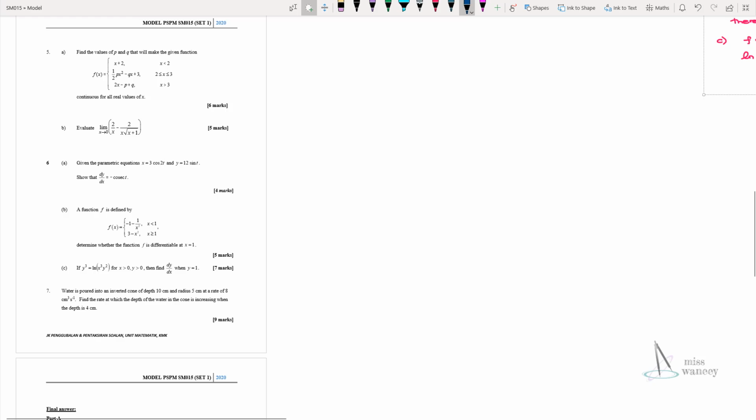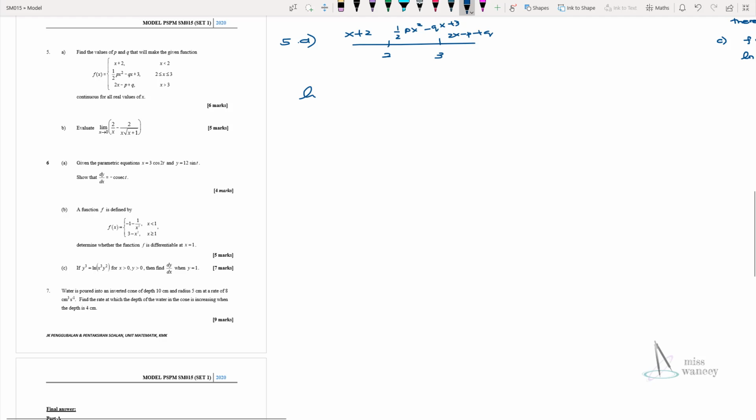Okay, so question number 5, A. Find the value of p and q that will make this one continuous for all real values of x. Okay, so let us do the number line first. So I got 2 over here, 3 over here. Less than 2 is x plus 2. And then I have 1 over 2 px squared minus qx plus 3. And then this one over here, x greater than 3, 2x minus p plus q. So it should be continuous.